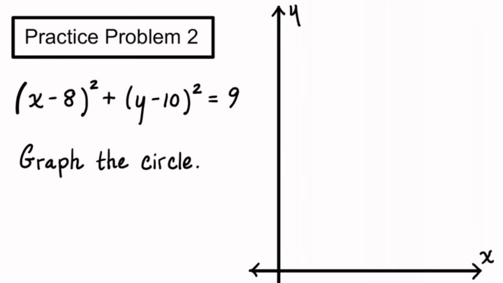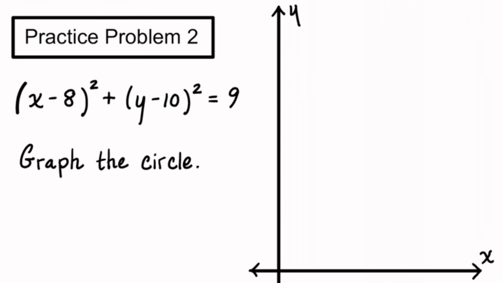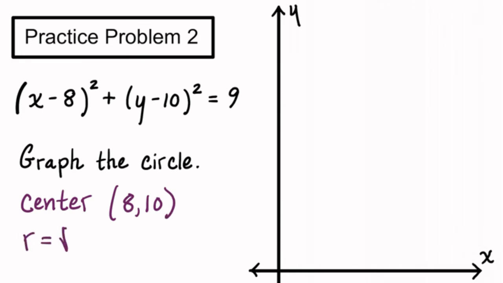Okay, go ahead and pause again if you'd like to attempt this problem on your own first. This time we are going to graph a circle when given the equation. So this equation is x minus 8 squared plus y minus 10 squared equals 9. And let's go right to graphing the circle. So first off, let's get our center coordinates. Our center for this particular circle is going to be at (8, 10), and we know that from the equation. And our radius is going to be the square root of 9, which is 3.